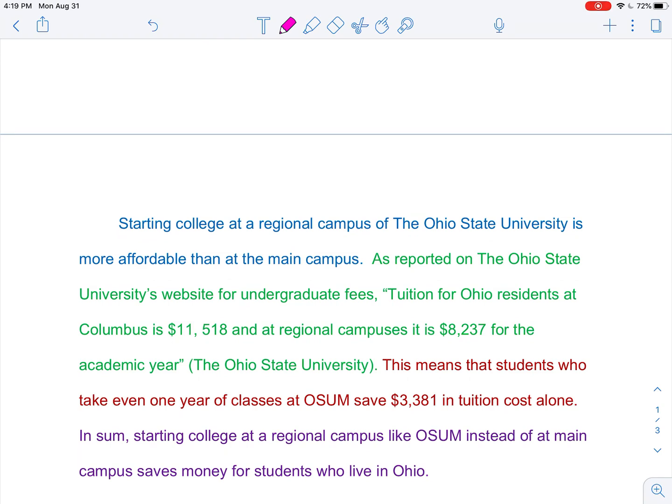Starting college at a regional campus of The Ohio State University is more affordable than at the main campus. Okay, so again, I'm tagging into my thesis statement that said it's saving money, right? So now it's up to me to find that piece of evidence, and here I go.